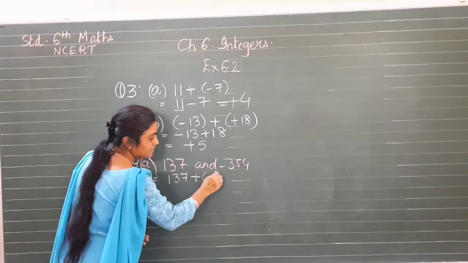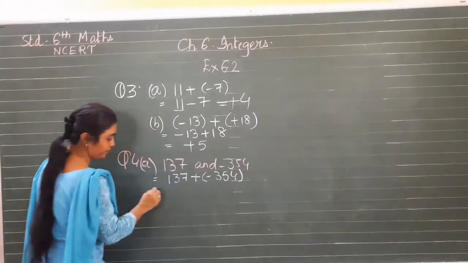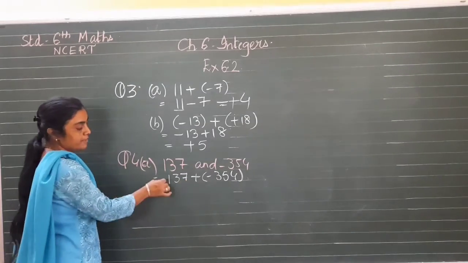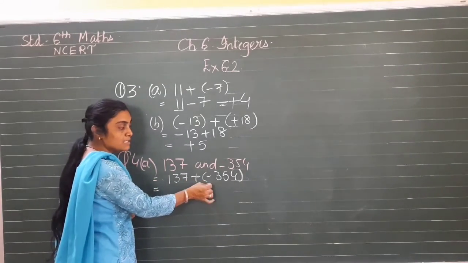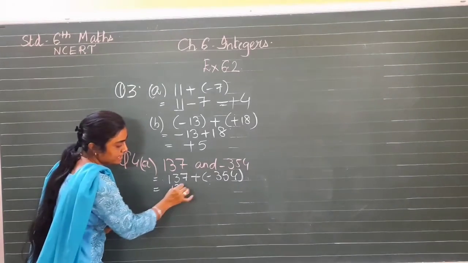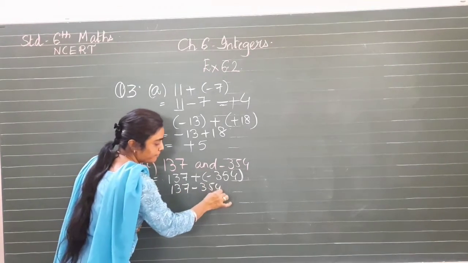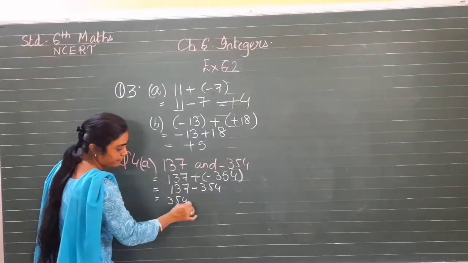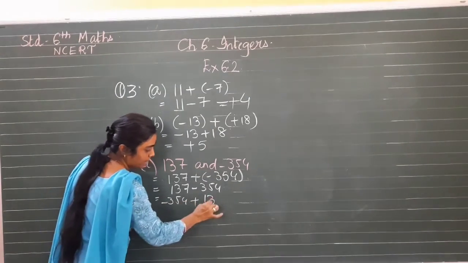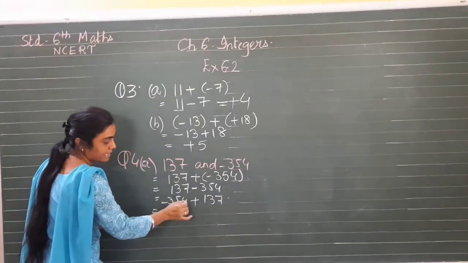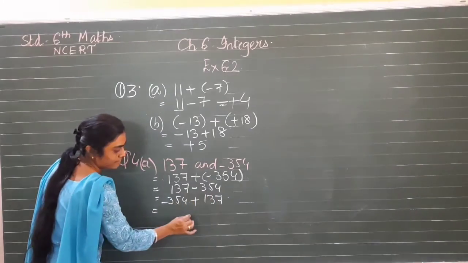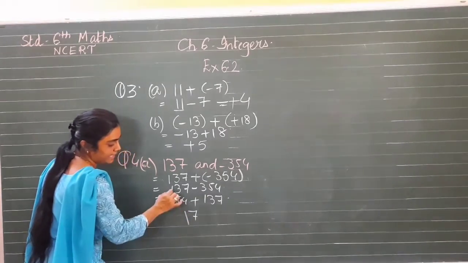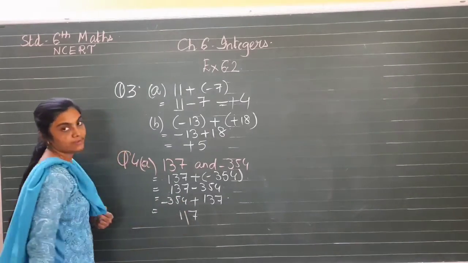137 plus minus 354. Now here is plus, here is minus. So according to the rule, if one is positive and one is negative, again you have to subtract. So let us subtract 137 minus 354, or you can keep this number on this side, so it will become minus 354 plus 137. Now let us see. 14 minus 7 is 7. 4 minus 3 will be 1, and 2 minus 1 will be 1.